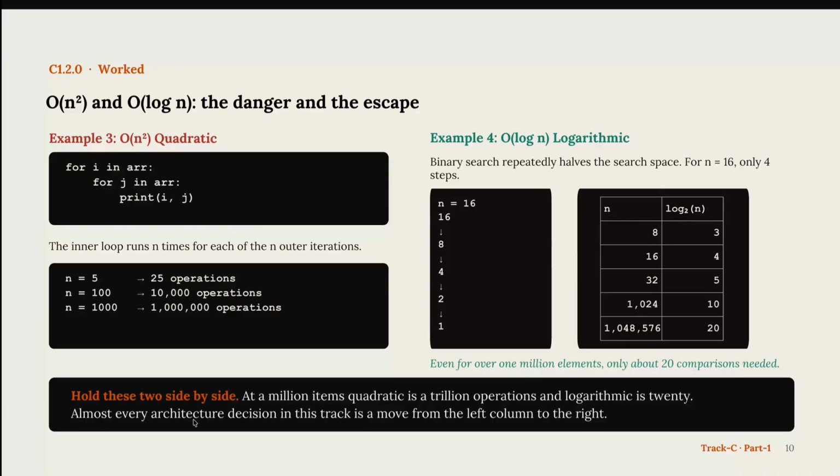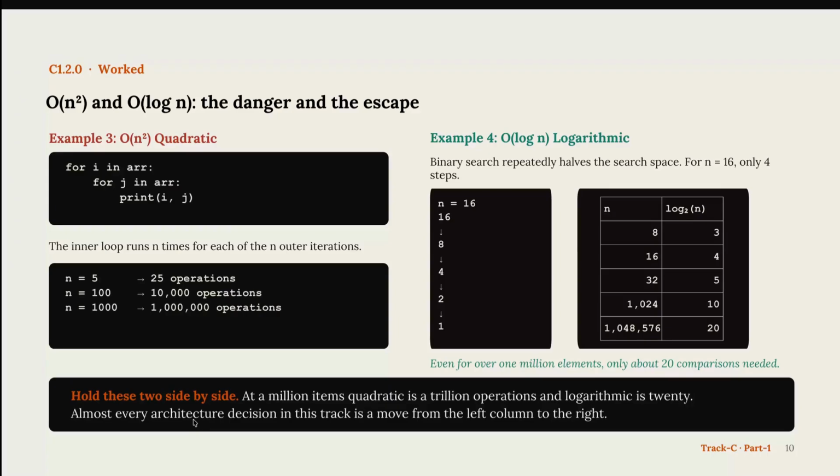Almost every architecture decision that you're going to take as a PM is moving from left to right. Instead of doing a million or a trillion quadratic operations, can you reduce it considerably and hence improve the performance of the system? That's the question product managers will always be asking.